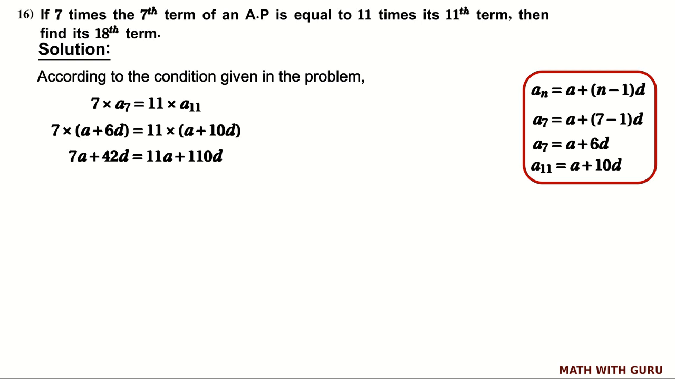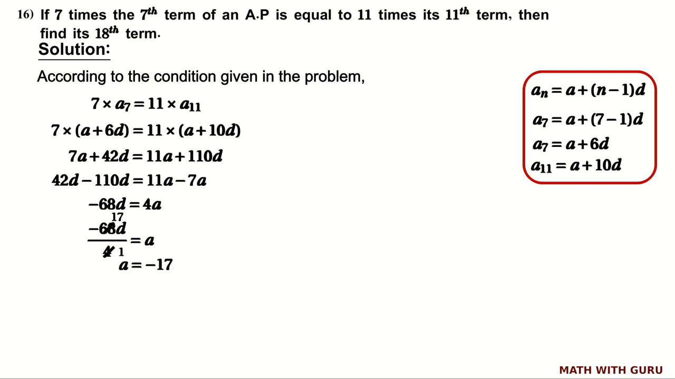Let us open the brackets. 7a plus 42d equals 11a plus 110d. 42d minus 110d equals 11a minus 7a. Minus 68d equals 4a. Bring 4 to the left hand side. Minus 68d divided by 4 equals a. 4 ones are 4, 4 17s are 68. Therefore, a equals minus 17d.